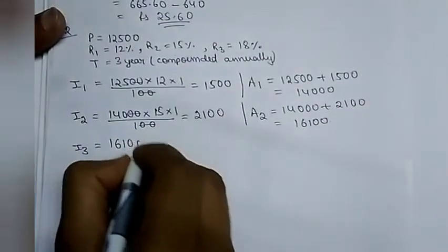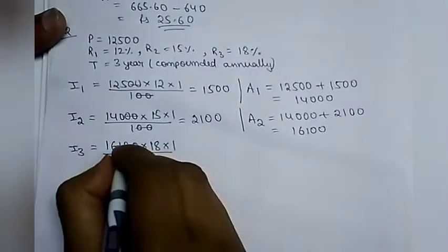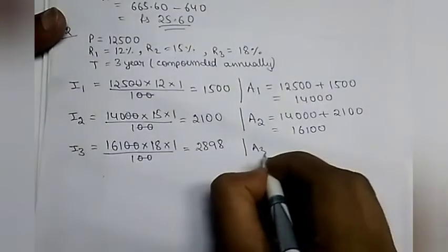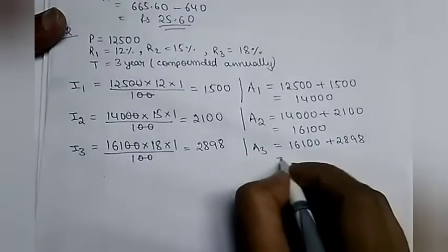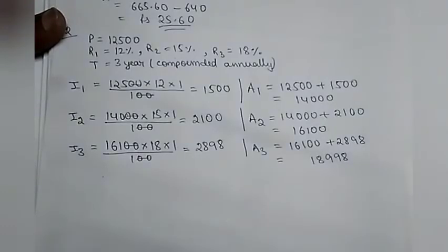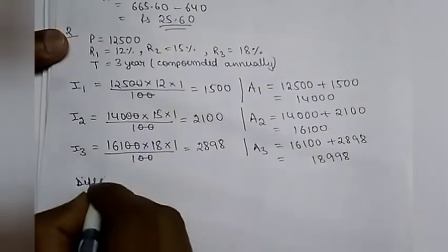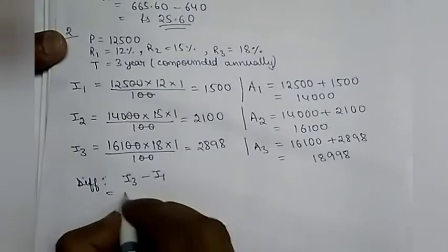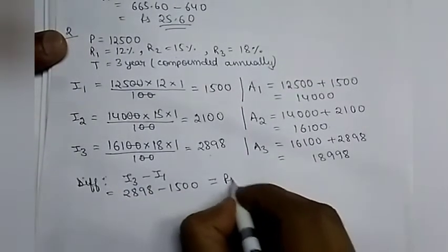So 16,100 into interest for the third year is 18%, 18 into 1 by 100. Again this 20 goes out and this is giving 2,898. So amount for the third year will be equal to 16,100 plus 2,898, that is equal to 18,998. So we have to find the difference between the interest of the third year and interest of the first year, that is equal to 2,898 minus 1,500. It is coming rupees 1,398.